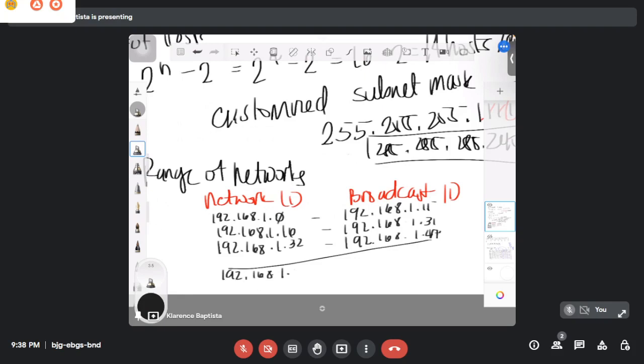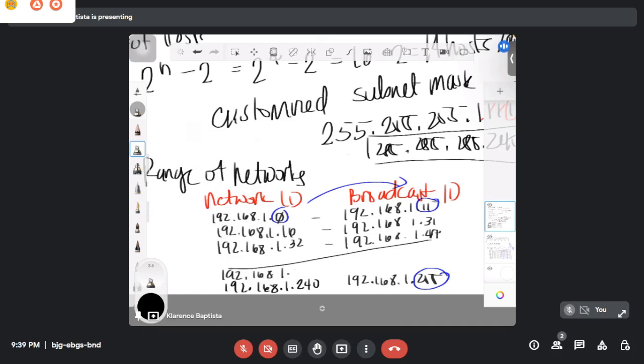192.168.1.224. Or pwede kayo mag-start sa pinakadulo, since ang pinakadulo naman is 192.168.1.255. So, kung mapansin niyo po, ito, tip pa. So, 15 ito. Ito, 0. So, 0 hanggang dito is 15. So, pwede po tayong mag-minus ng 15 sa 255. Ang magiging sagot po niya is 240. So, we have 192.168.1.240 dito.